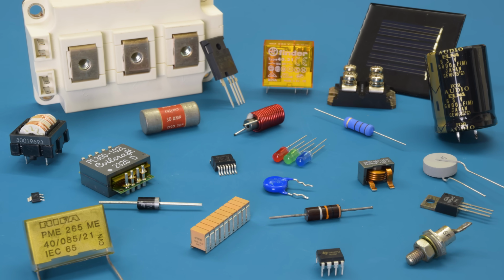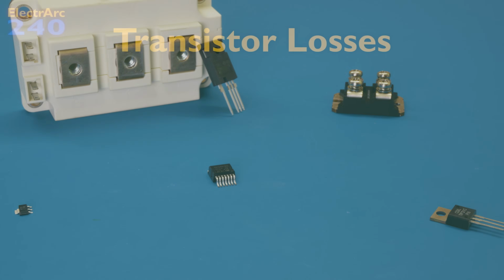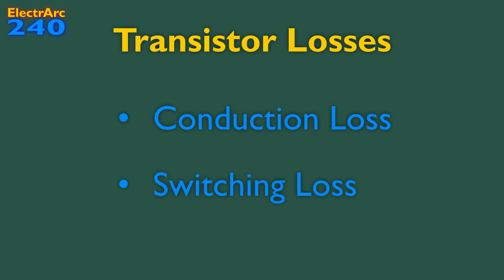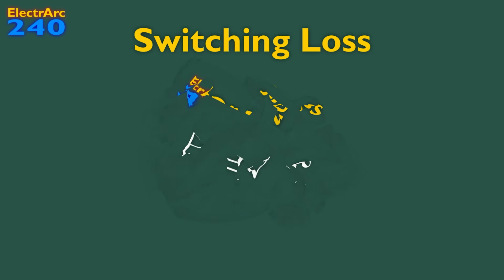All electronic components have losses when current passes through them. In transistors, this comes in two main forms: conduction loss and switching loss. Conduction loss is just the result of the resistance and voltage drop of the device. It's a function of the current passing through the device and, to be honest, isn't very interesting.